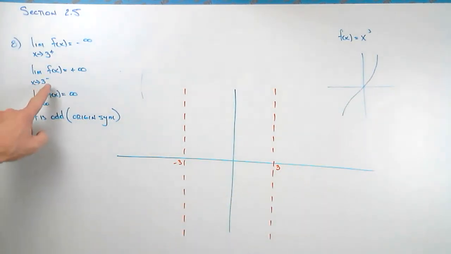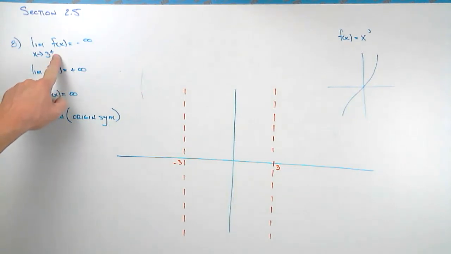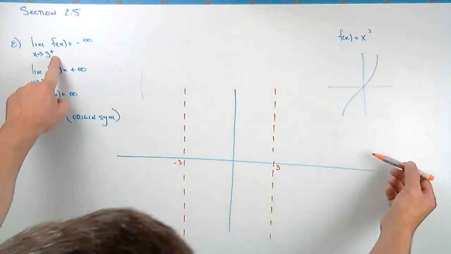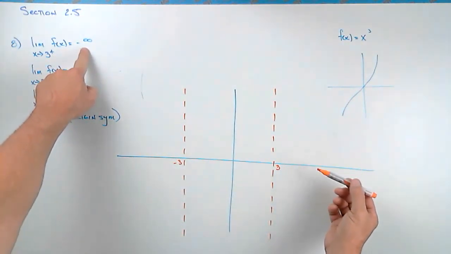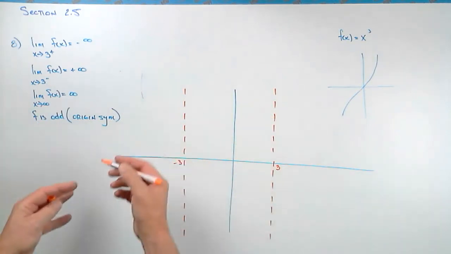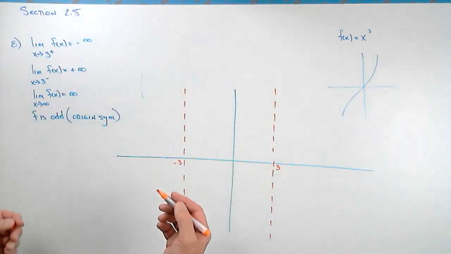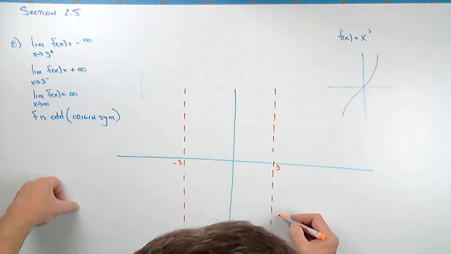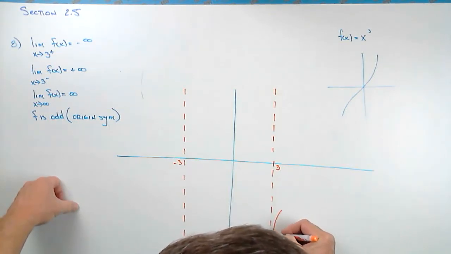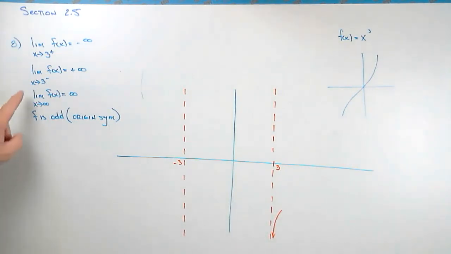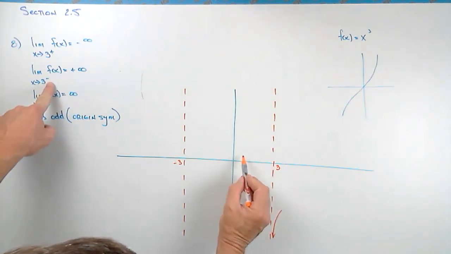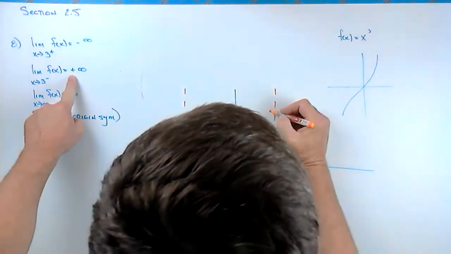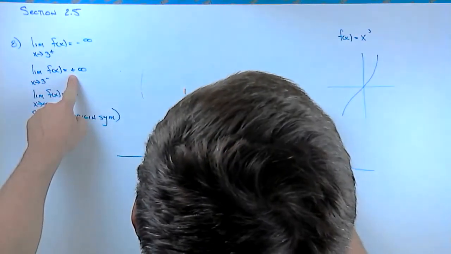Now, as x approaches 3 from above, that means as we approach 3 from the right-hand side, our graph is going to -infinity. So we can make our graph going to -infinity from this side, like that. As x approaches 3 from below, from the left, we're going to +infinity. So our graph is going like this.